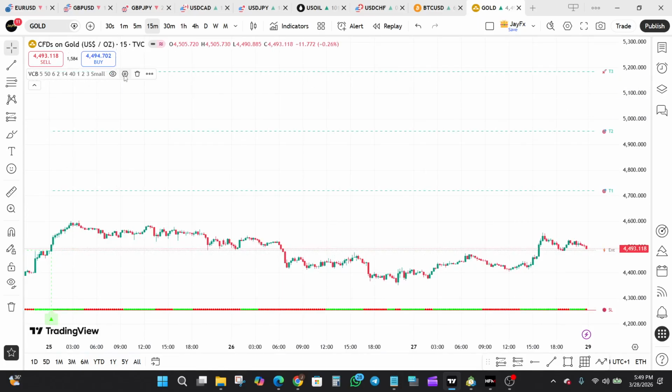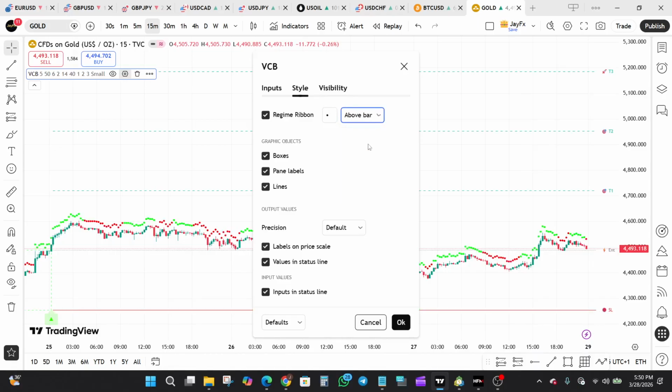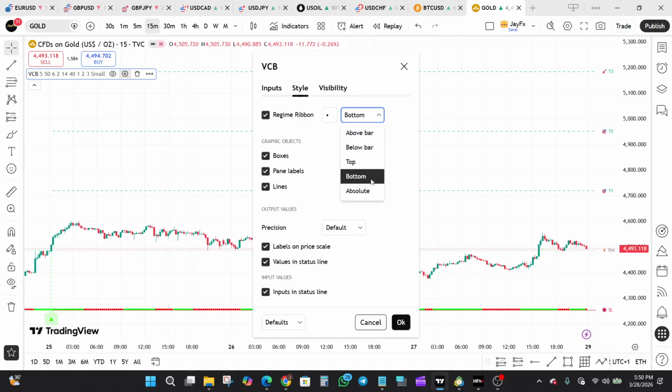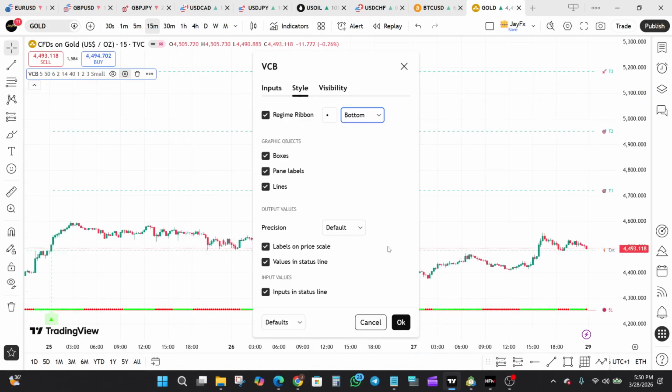Let us just check the settings quickly. So you can see we have this on TradingView. You can change the position of the ribbon. Okay, the ribbon, which is the aspect of the indicator that shows those dots. So if you want to take it above bar or below bar, or at the top of your chart or at the bottom, or absolute, right? So feel free to modify according to your taste.